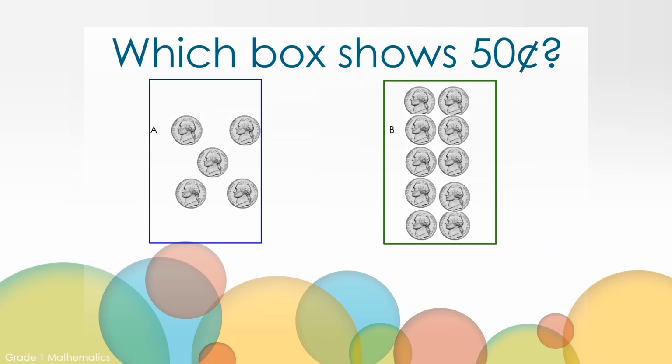Let's do a quick check for understanding. Which box shows 50 cents? A, the blue box, or B, the green box. You can use your paper to show your thinking or counters.